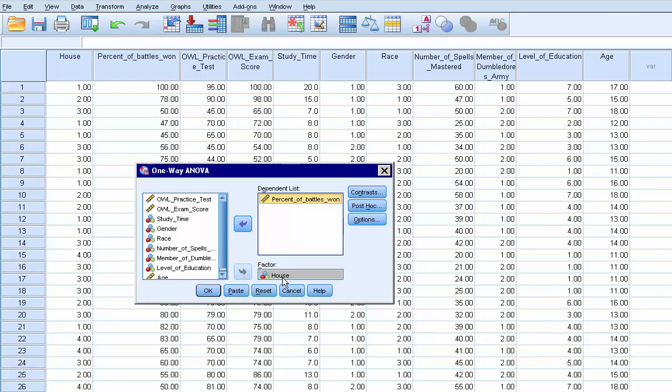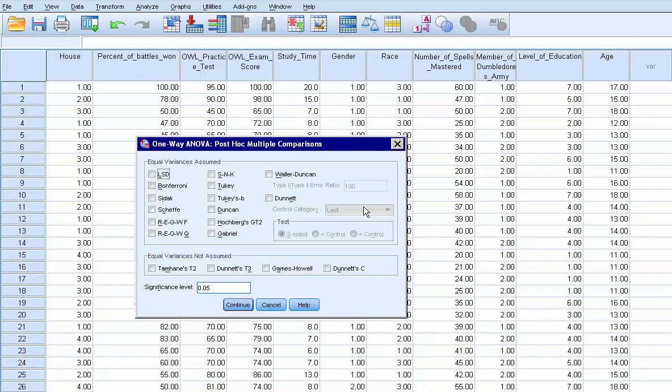Now, since we have 4 different houses, we need to do what is called a post hoc test. If we have a difference, the post hoc test will tell us where that difference is. So we're going to go to post hoc. Now LSD is the least conservative. You're going to maximize your false alarms here and minimize your misses, your type 2 errors. And Bonferroni is the most conservative, so you're going to maximize your type 2 errors and minimize your false alarms or type 1 errors.